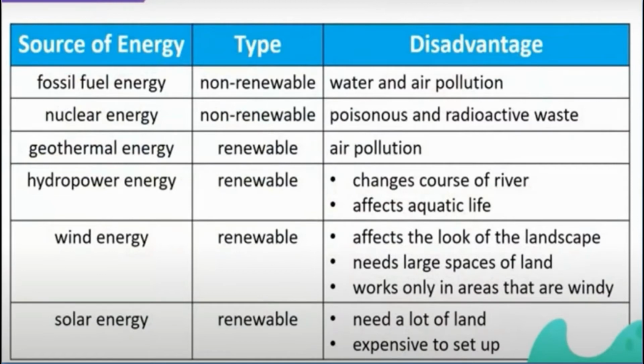Number three is geothermal energy that we get from the hot springs. It is renewable. You can use it again and again. But the disadvantage is that it causes air pollution.